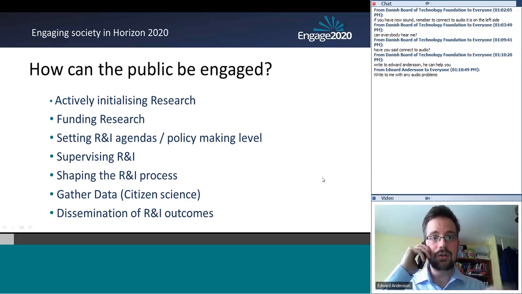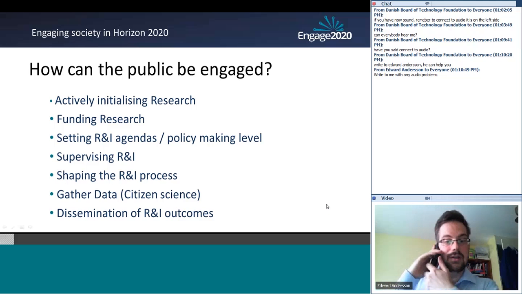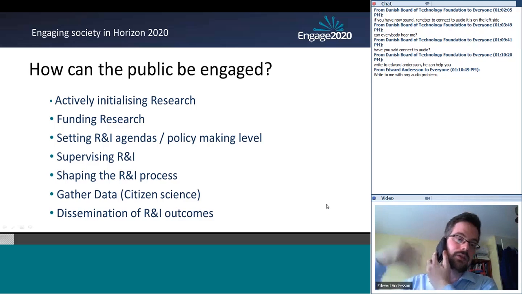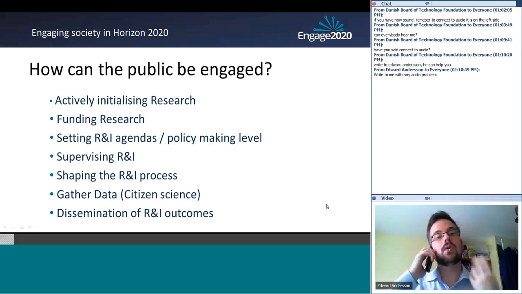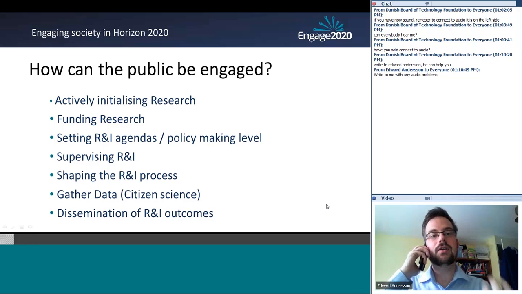What could you do as part of a research process? Well, you can obviously have the public actively initialize research, which I think is very important and very valuable. This often happens with science shops, so citizens raise their own research questions. You can also make use of crowdfunding. Citizens could help you fund your research and build resources.